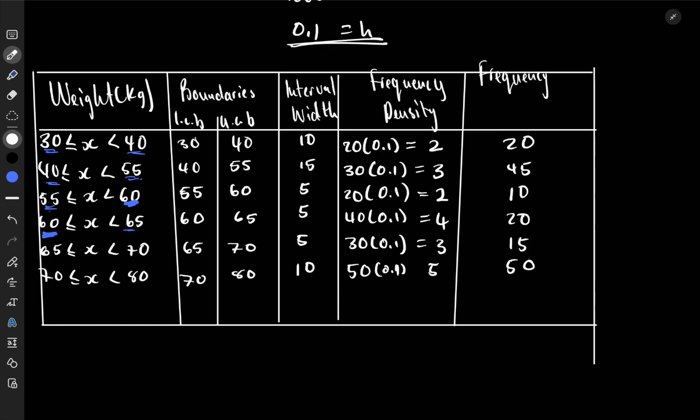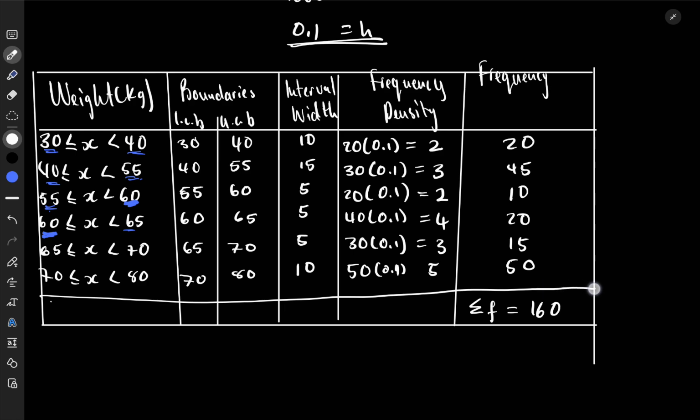Now, just to confirm, I should add them and see if they give me 160, right? All the frequencies. I would say 20 plus 45 plus 10 plus 20 plus 15 plus 50. 160, it gives me 160. Great, so this is going to be amazing. So if I can write, I can say the summation of F is 160. This is going to be a nice row. There we go, the row of total. So that's what you need and you are done. Okay, you are done with this part. Let's do part 2 in the next question, in the next video, sorry, bye.